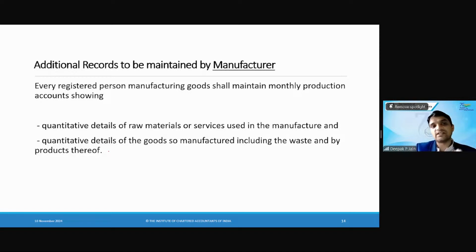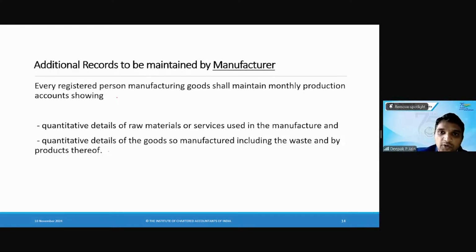So when I say these specific people here, these records are in addition to that. इसीलिए स्टार्टिंग में ही हेडिंग में ही देखिए आप, we are saying that what are the additional records to be maintained by them. So they are all registered. So whatever the basic 5 plus 5 records we have said to be maintained by every registered person, they will maintain it. उसके अलावा, these are the additional records which they have to maintain. So every registered person manufacturing goods shall maintain monthly production accounts.